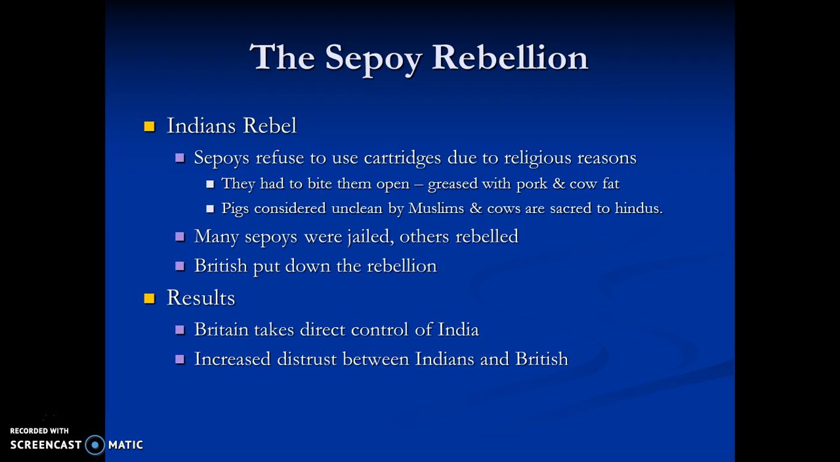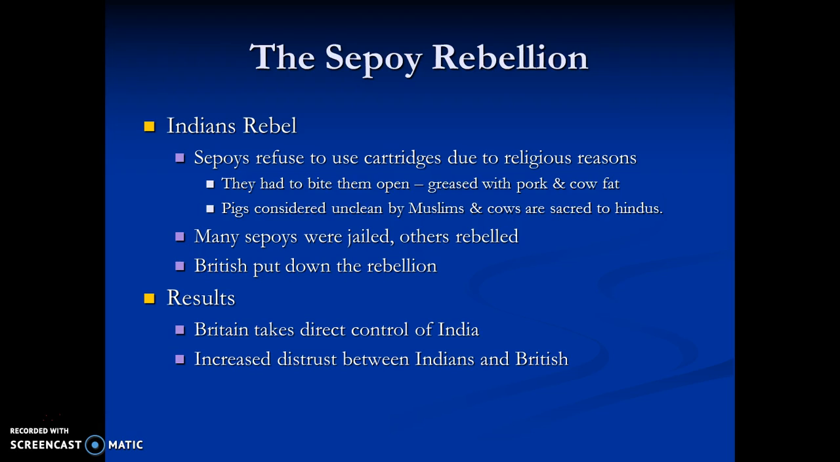One aspect of rebellion that is seen in India is through the Sepoy rebellion. The Indians are going to rebel against the British due to the fact that they are going to refuse to use gun cartridges due to religious reasons. Bullets at this time were greased in either pig or cow fat. In order to use the bullet before you load it into your gun, you had to bite the tip of the bullet off, which was that grease from the pig or the cow.